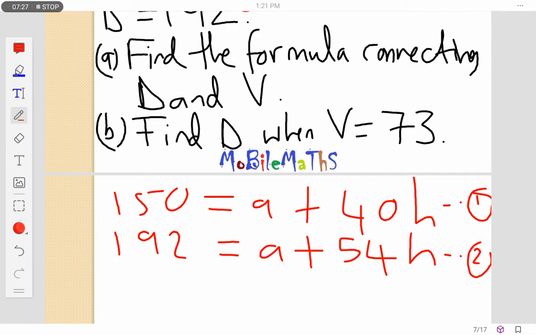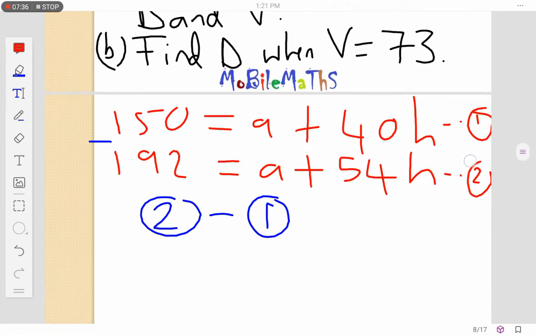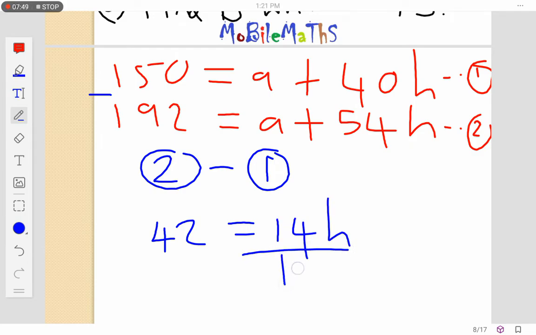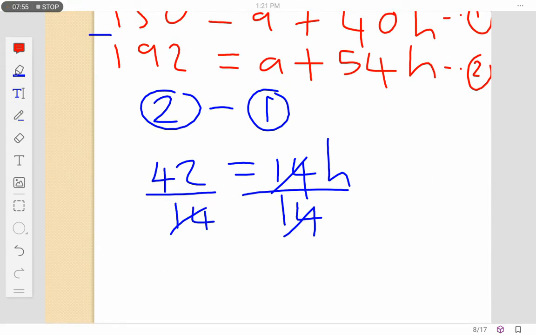So with this one, it's simple. I can simply subtract equation 2 minus equation 1. So I've got 192 minus 150 there. I will get 42. A minus a is 0. 54 minus 40, I get 14h. So my h becomes, if I divide there, I'll get my h is 3. Okay, so my h is equal to 3.